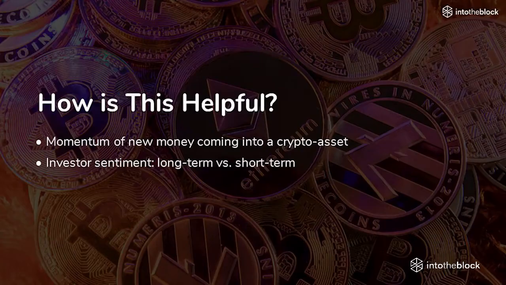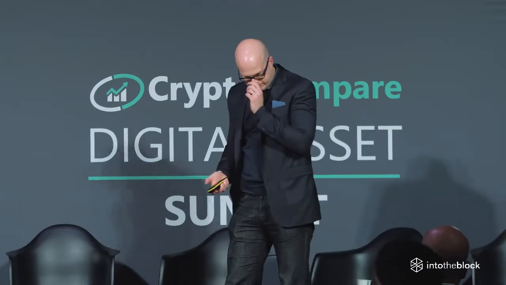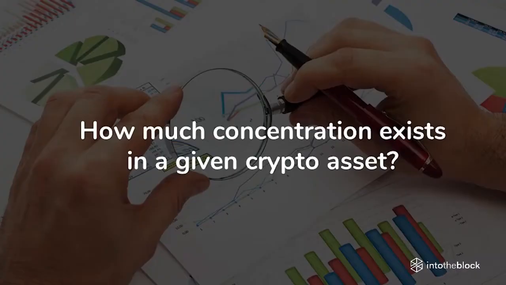How is that helpful? It's a momentum indicator. People talk about momentum in price. How about momentum in the network? New addresses coming in that are actively trading. Every price rally has that characteristic, as well as investor sentiment. How much concentration exists in a crypto asset? This is a little bit polemic.